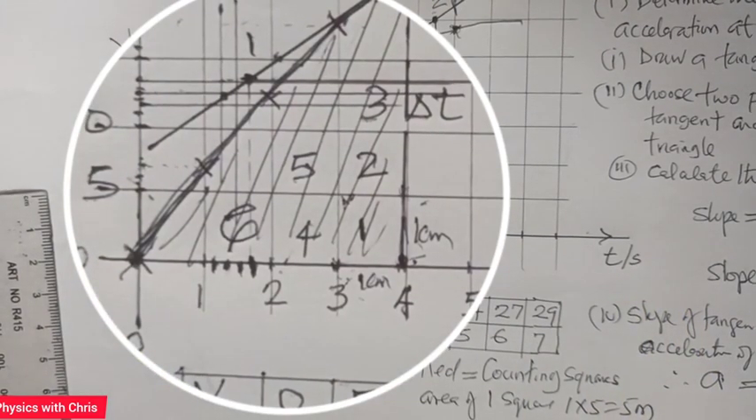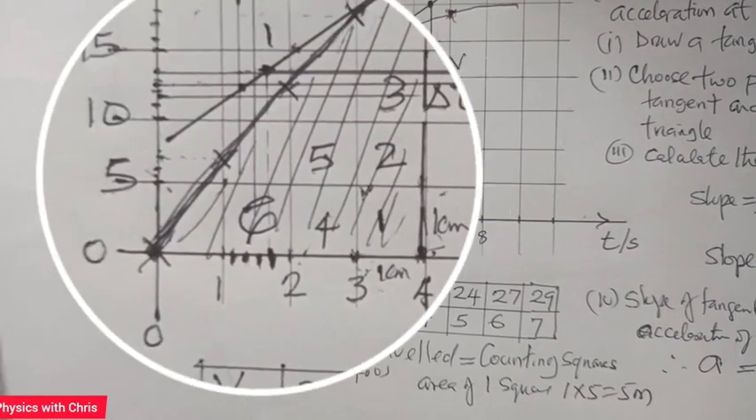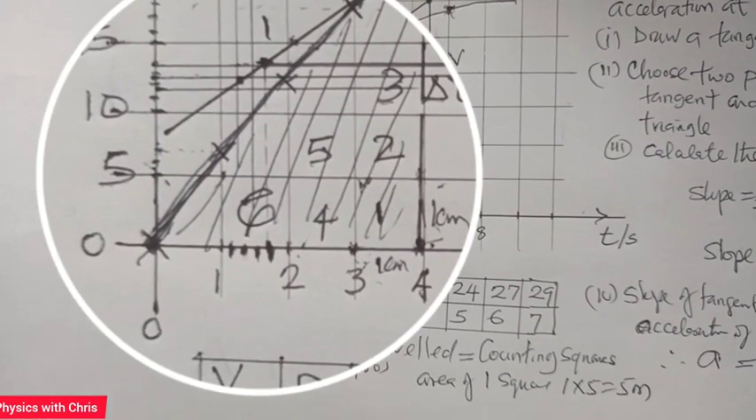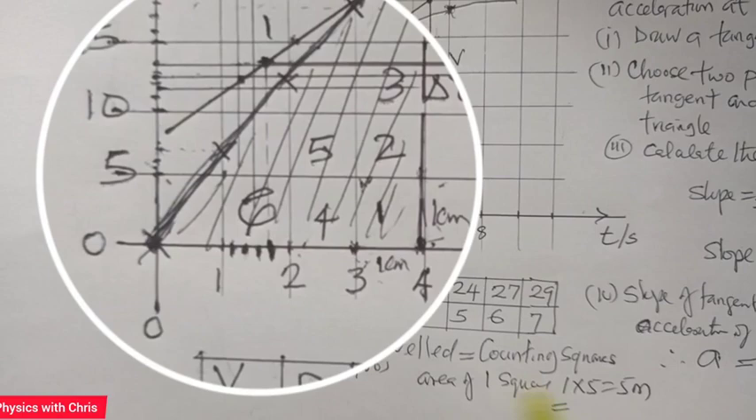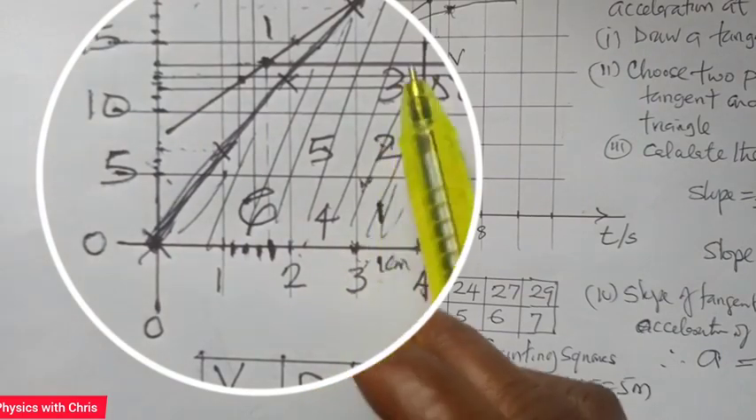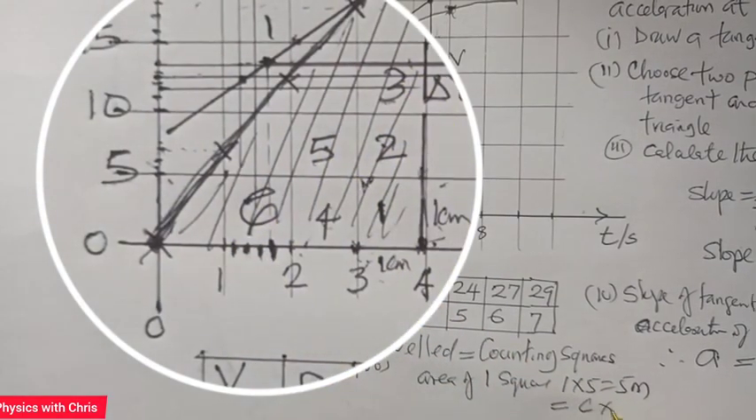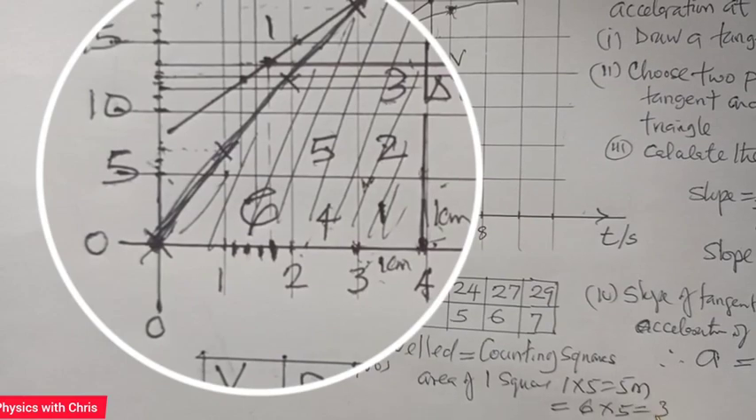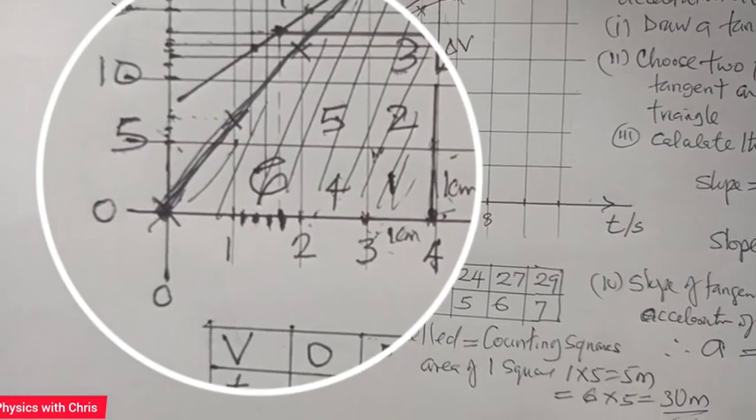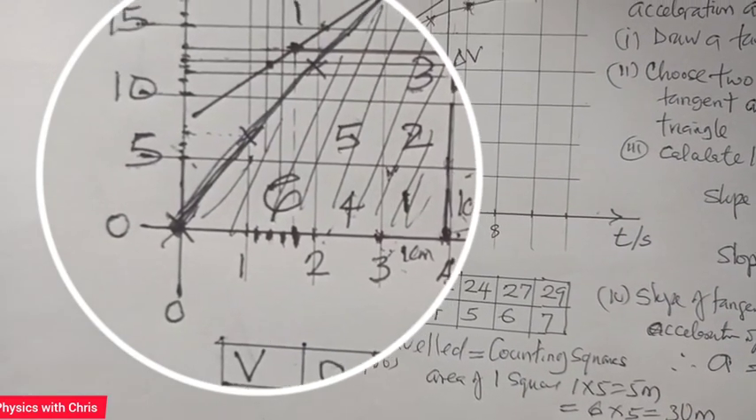And then we have 6 complete 1 by 1 cm squares: 1, 2, 3, 4, 5, 6. That gives me 6 times 5. Already I've gotten 30 meters. But that's not all. We have to come back to the other squares that we didn't count.